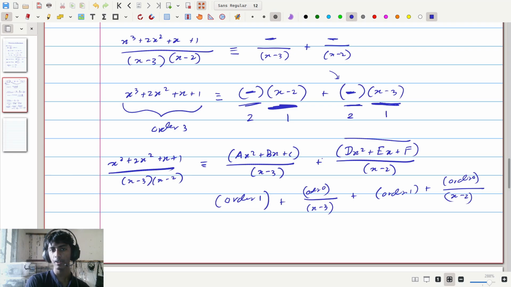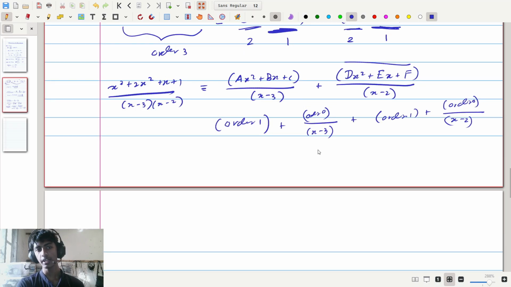And in fact, in mathematics, when we are doing partial fractions, if we have an improper partial fraction, we want to do this simplification. We want to get only proper partial fractions on the right hand side. So let's say we do this. On the left hand side, x cubed plus 2x squared plus x plus 1 divided by x minus 3 times x minus 2 is equal to an order 1 polynomial plus this thing plus another order 1 polynomial plus this thing. So in this case, we have an order 1 polynomial plus an order 1 polynomial.